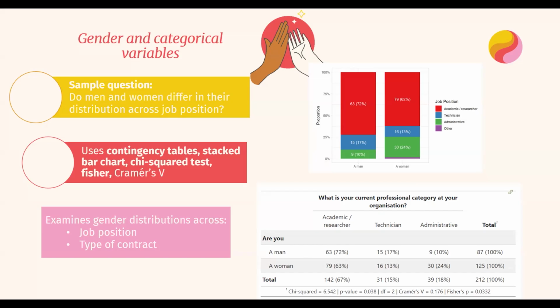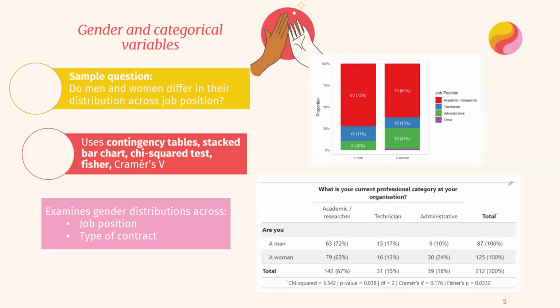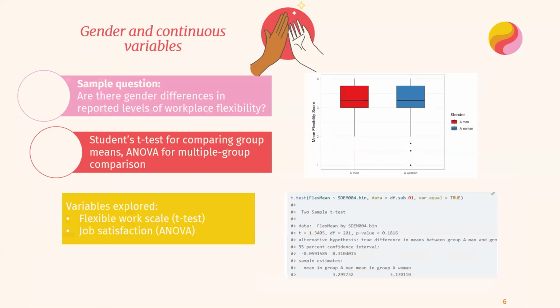In the chapter, we use 2 variables to analyze the gender gaps, like job position or type of contract. And here you can see the outputs of this kind of analysis with GEAM data, with categorical variables, and just with a bivariate analysis.